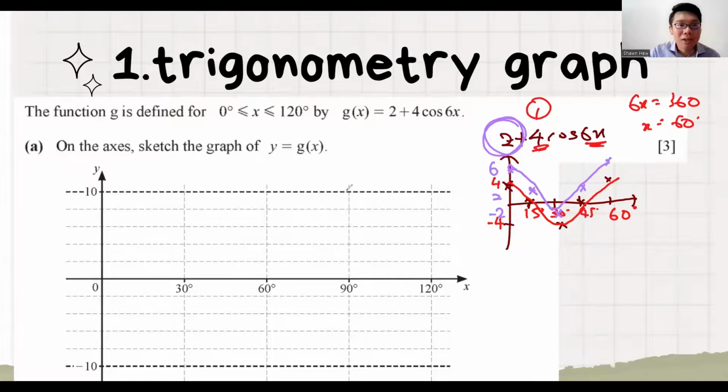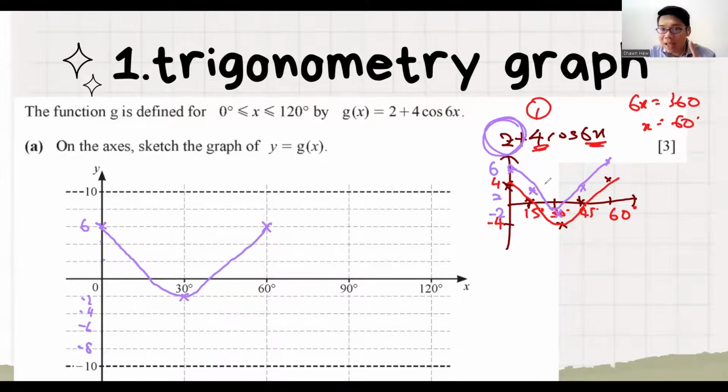X is 0, it is 6. 2, 4, 6. When it's 30, it is minus 2. Minus 2, minus 4, minus 6, minus 8. 30 is minus 2. 60 is 6.